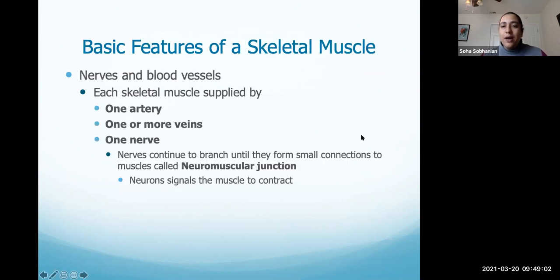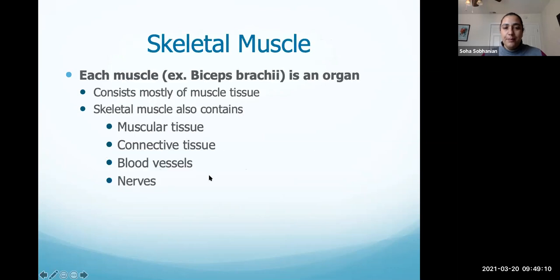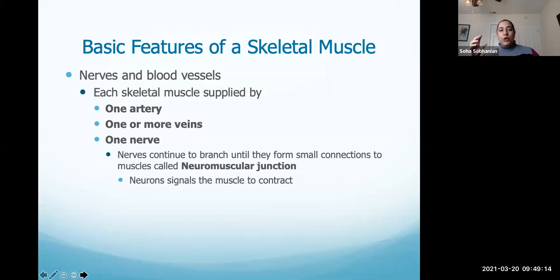Okay, so what are the features of these skeletal muscles? So again, these are kind of logical. It's very similar to what I mentioned here, right? Blood vessels and nerves. But I want to make sure that you do have an understanding that you have a very significant blood supply to skeletal muscles. Because again, when they move, they use a lot of energy. And for energy to be created, we need a lot of oxygen.